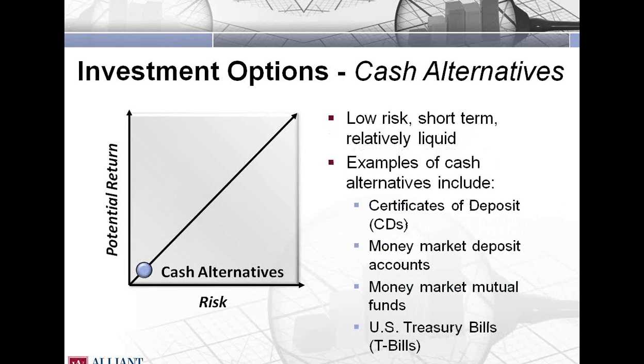A few examples of some cash alternatives include certificates of deposit, CDs, money market accounts, money market mutual funds, and U.S. Treasury bills, also known as T-bills. Each option offers different rates of return and varying levels of liquidity. Also, some cash alternatives, such as bank CDs and deposit accounts, may offer FDIC insurance. Others do not. Make sure you understand the types of protection available with each one.